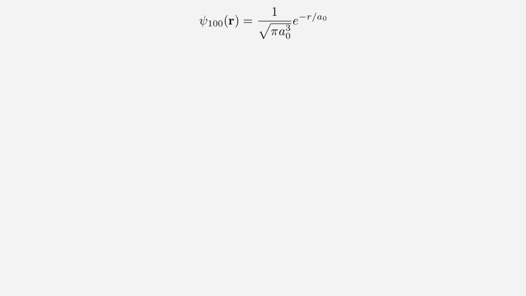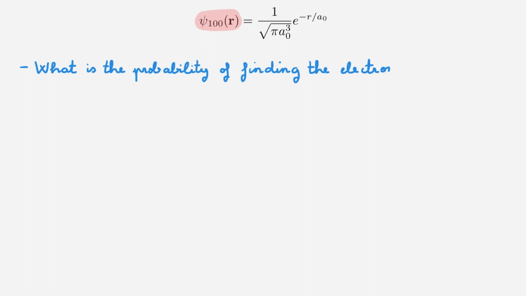Next, we're going to explore in some more detail what we can learn from this ground state wave function, and in particular, we're going to focus on the proton-electron distance. The first question that we ask is, what is the probability of finding the electron at a given position vector r measured from the proton?